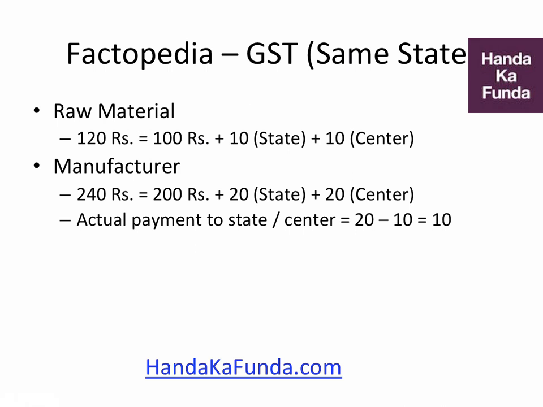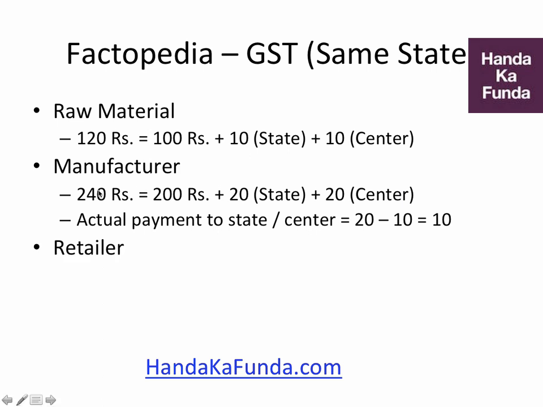So once again, manufacturer is supposed to pay 20 rupees to the state, but he says that when I got the goods at 120 rupees, 10 rupees was already paid to the state. So it is like saying that the state should get 20 rupees in taxes. 10 the state has got from the guy who sold the raw material. 10 he has got from the manufacturer. So the actual payment made to the state will be only the additional 10 rupees, the value addition. Let's take it to a level further.